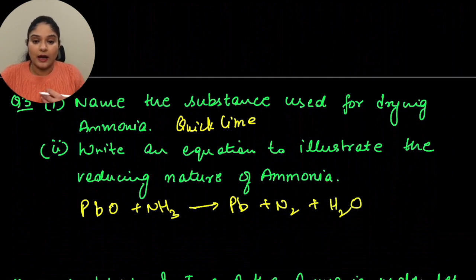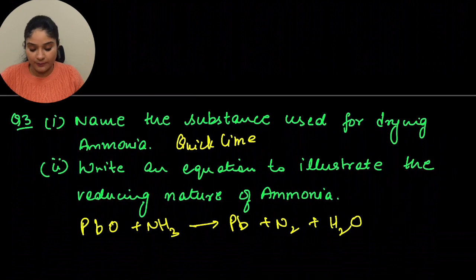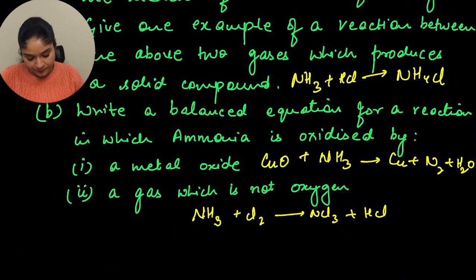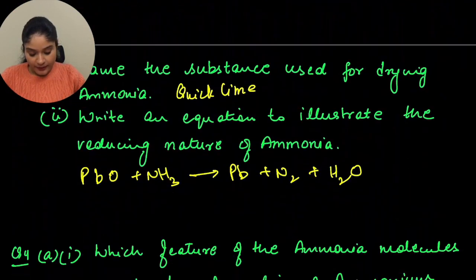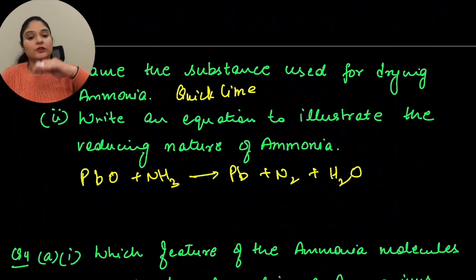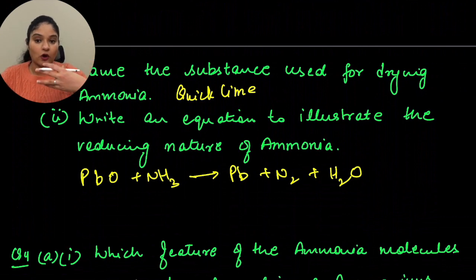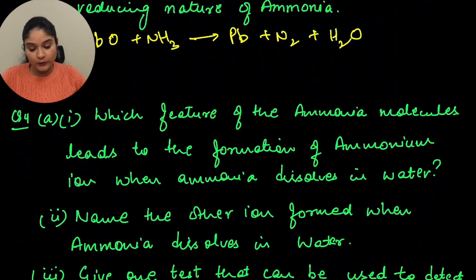I hope you're able to understand why we have the same answer. For the above question, they are saying, write a balanced equation for a reaction in which ammonia is oxidized by a metal oxide. So when ammonia is being oxidized by a metal oxide, then you're using the copper oxide equation. In this question, they are saying, give an example in which ammonia is behaving as the reducing agent or showing reducing nature. In the previous case, if ammonia is being oxidized, that means it is also reducing something. So that is the reason you have the same answer for both of them. Let's move ahead to the next question.